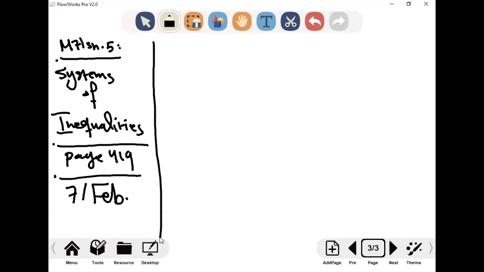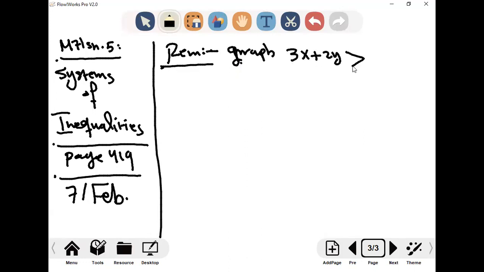Close the door. Now, let's remember, guys, we did one inequality. We graph one inequality, remember? Let's remember together. For example, if I want to graph 3x plus 2y more than 12.